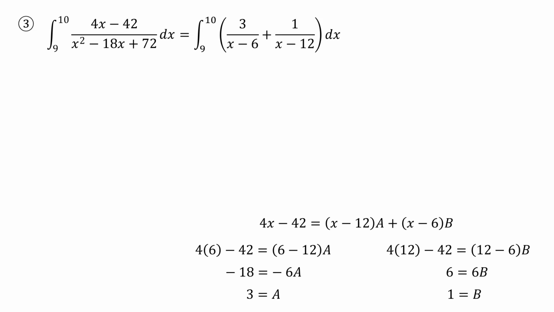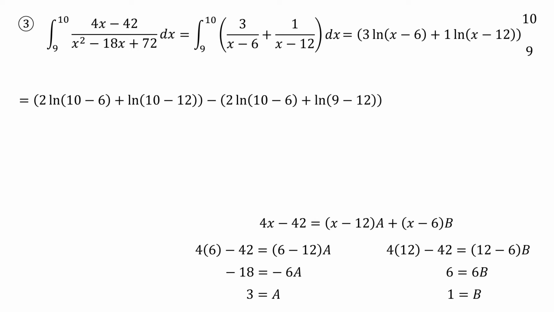Right? So far, so good. 3 is a coefficient. Natural log of x minus 6. 1 is a coefficient. Don't really need it. Natural log of x minus 12. And, of course, I got to evaluate that at 10 and 9. Being the genius I am, I picked those two numbers.